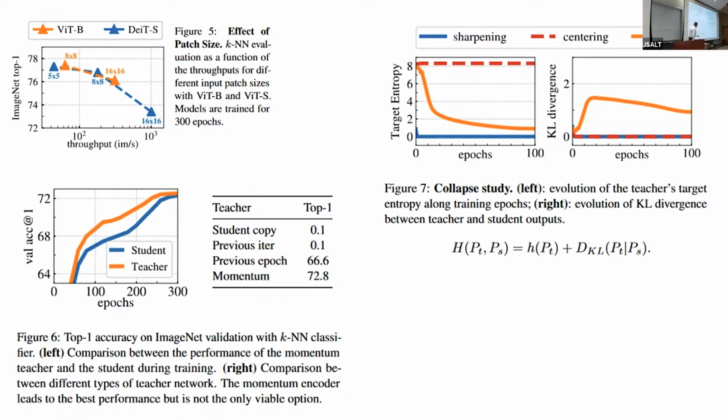And they also used different approaches for how to build the student. If the student is just a copy of the teacher, it does not learn anything. If you take the student as a previous iteration of the teacher, it does not do anything. If you say that the student is the teacher from the previous epoch, it starts to do something. And if you use this momentum approach they use in the final solution, then you get the best result.